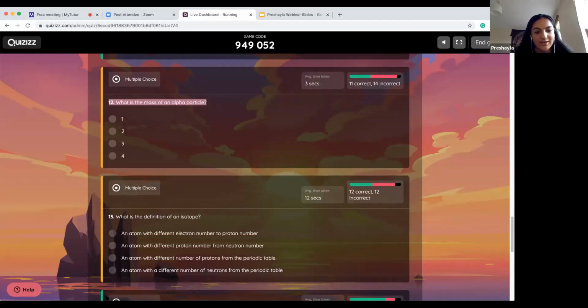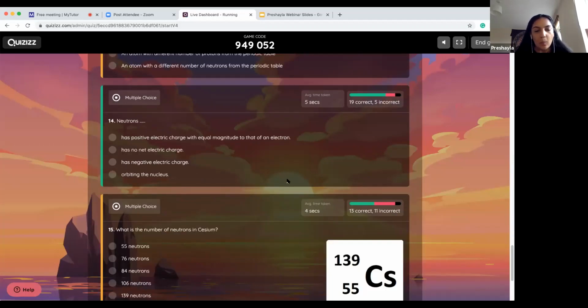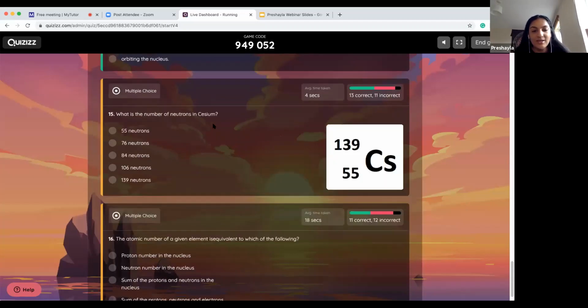Okay, what is the definition of an isotope? An isotope, again, is an atom with a different number of neutrons from what is in the periodic table. So different number of neutrons, same number of protons. Neutrons have no net electric charge. Neutrons are neutral. What is the number of neutrons in cesium?